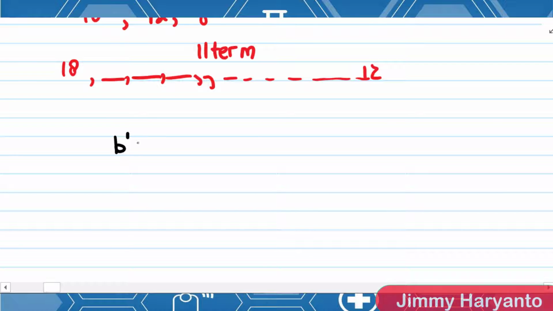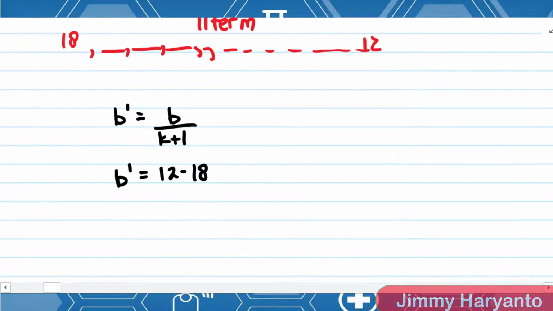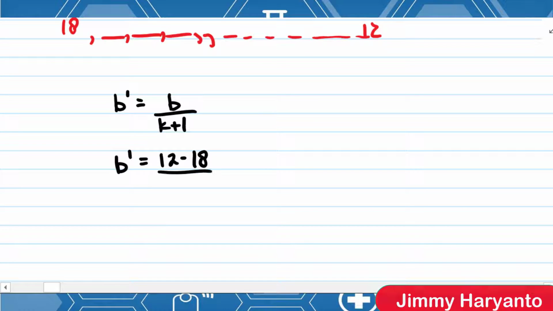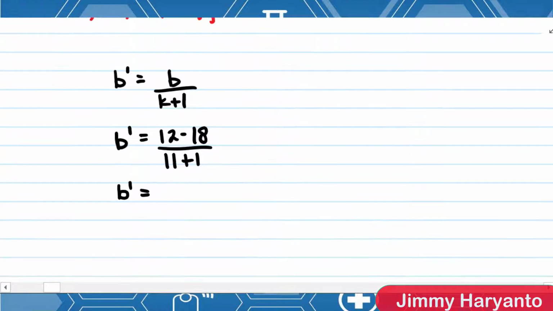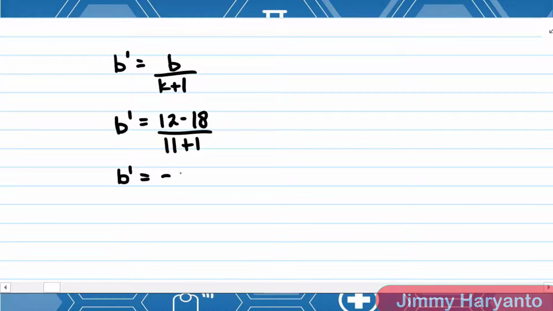The arithmetic mean formula is b accent equals b over k plus 1, with b being 12 minus 18, the difference between the two terms, over k. k is the number of insertions, plus 1, the number that we will insert between the terms. So it will be negative 6 over 12, b equals negative half.